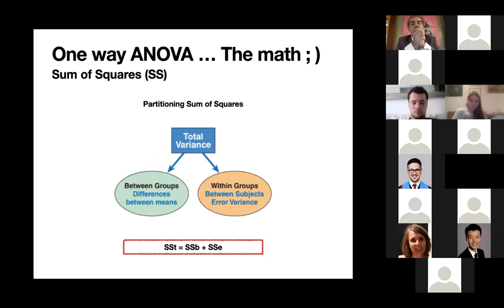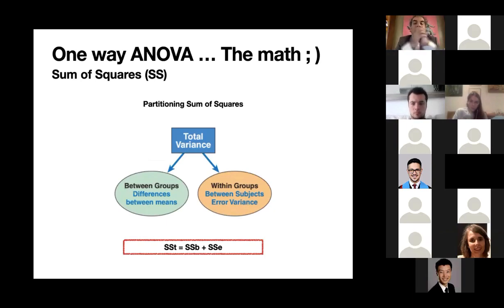Now that total variance, I will partition it. So I will partition my sum of squares between groups variance and within groups variance. The between group variance, as I told you in the statistical ratio before, will show me the difference between means, so it will show me the effect size. And the within group variance will show me the between subjects variability, or the error variance. So between groups will show me effect size, within groups will show me error.